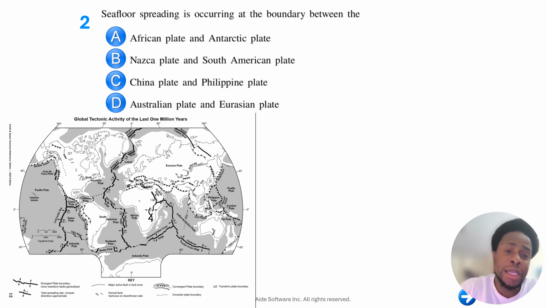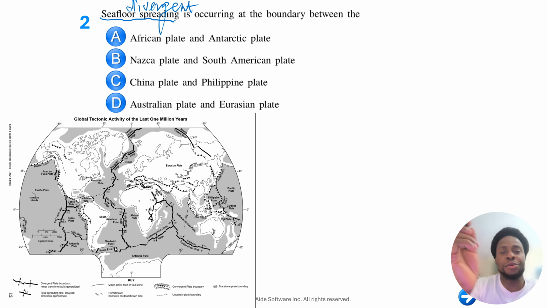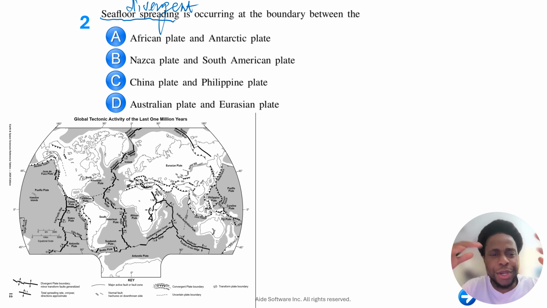Question number 2. Seafloor spreading is occurring at the boundary between the, remember what we said about seafloor spreading? I'm going to underline that. What I do know about seafloor spreading is it is associated with divergent plate boundary, where the two plates are separating at the bottom of the ocean. So what I'm going to do here is look at these various options and then eliminate.